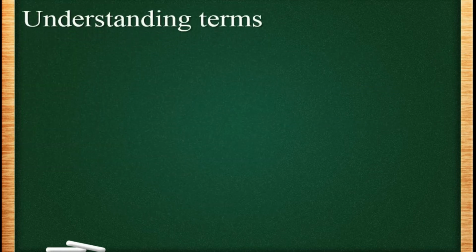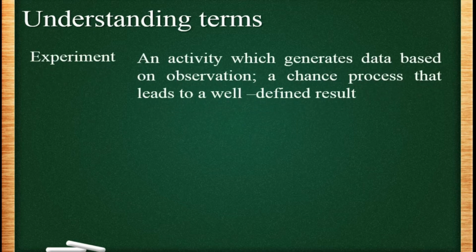Let us now start looking into the terms that are used in generating count data. The first of which is experiment. This is an activity which generates data based on observation. It is a chance process that leads to a well-defined result. Here are some examples of experiments.